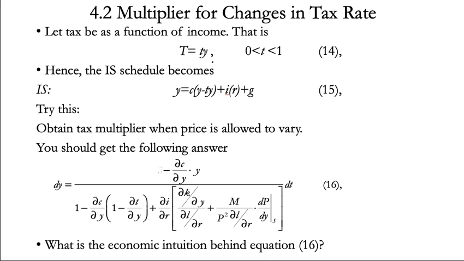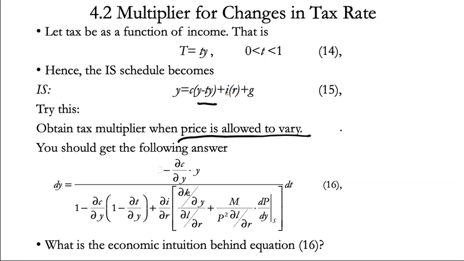Because we adopt this kind of tax function, the IS schedule becomes 15. You look at the IS schedule here, where we have disposable income, y minus ty. Now from 15, we want to obtain the tax multiplier, such that price is allowed to vary.